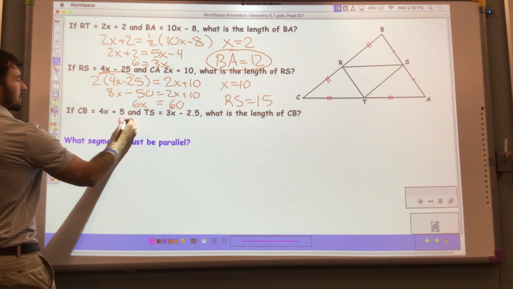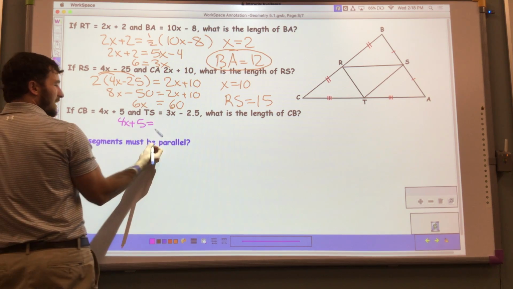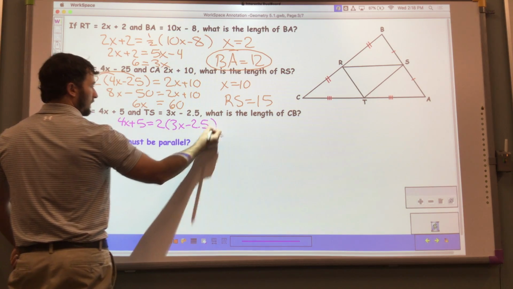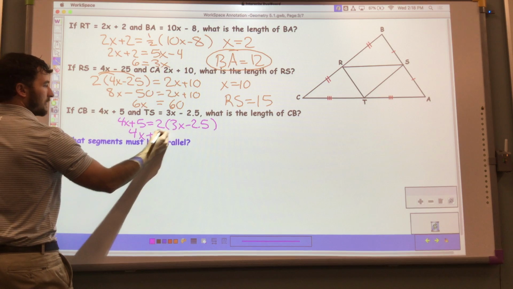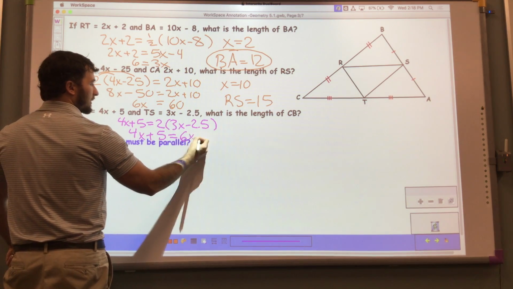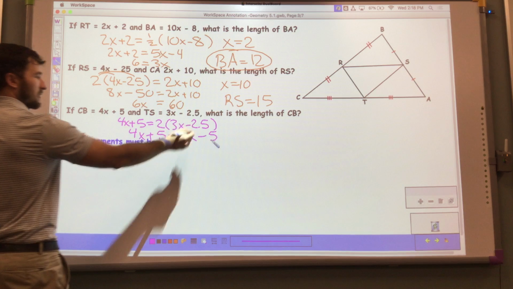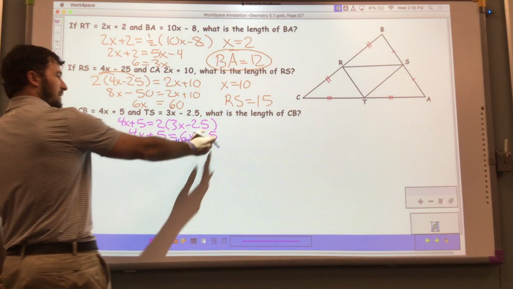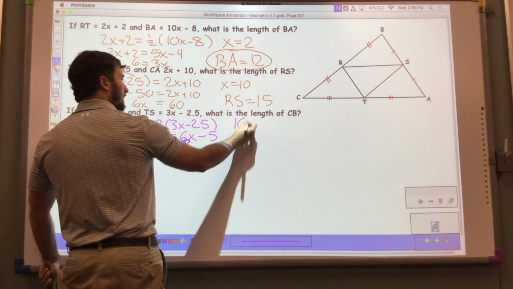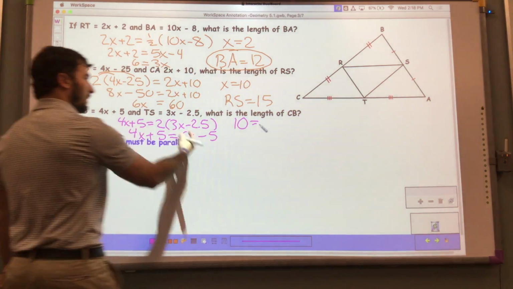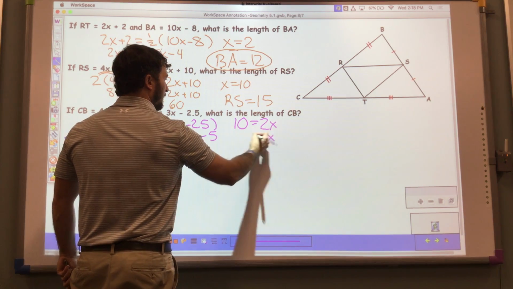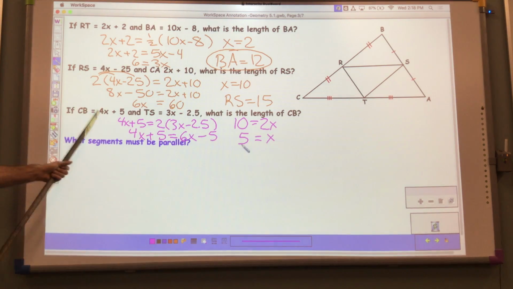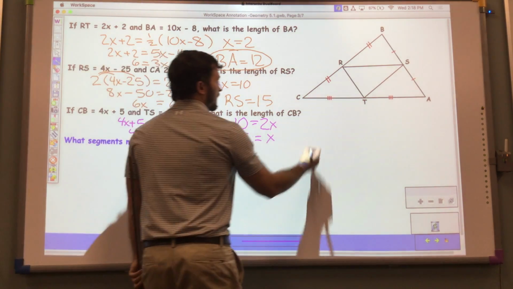So that would give me 4x plus 5 equals 2 times 3x minus 2.5. So 4x plus 5 is going to equal 6x minus 5 when I distribute that 2. Subtract the 4x from both sides and add the 5 over here. Then we would get 10 equals 2x, so x would be 5. And then if we plug that into CB, 4 times 5 is 20, plus 5 is 25.